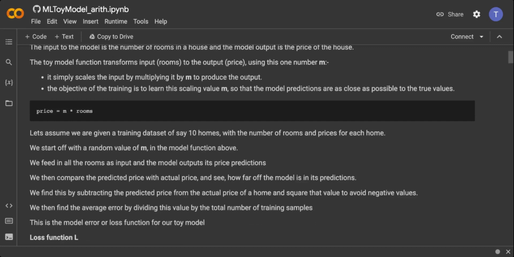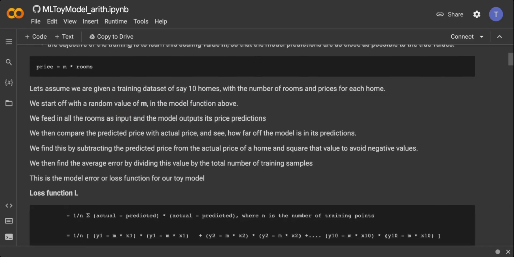to the true values. Let's assume we are given a training dataset of say 10 homes with the number of rooms and prices for each home. We start off with a random value of m in the model function. We feed in all the rooms as input, and the model outputs its price predictions.